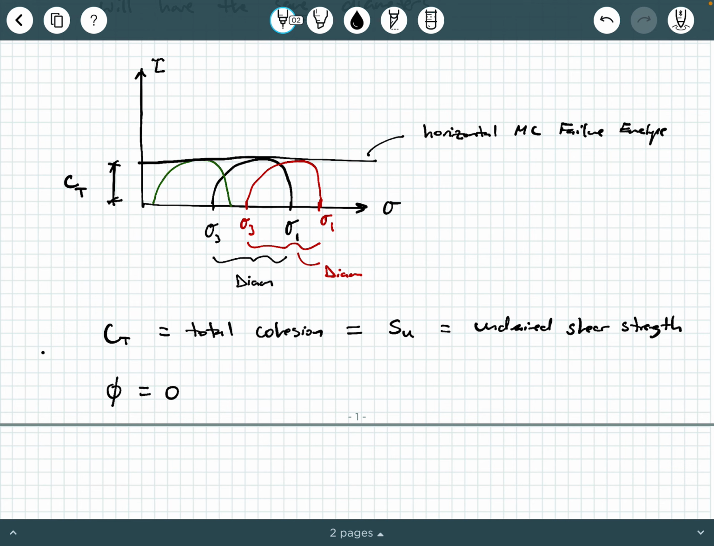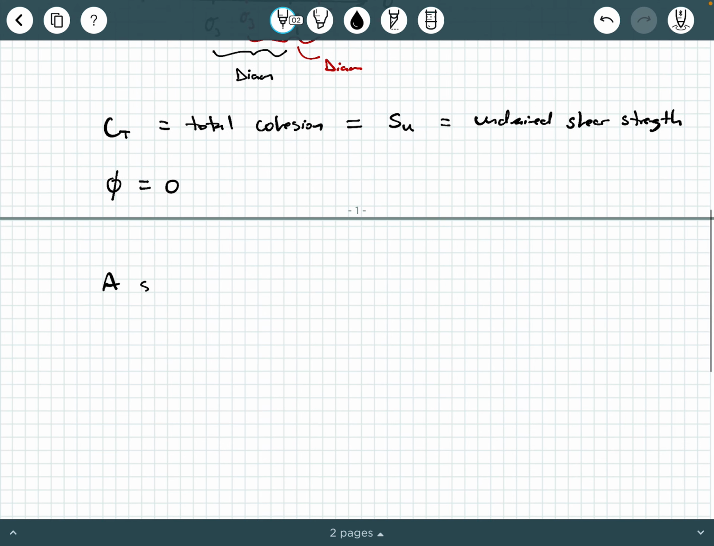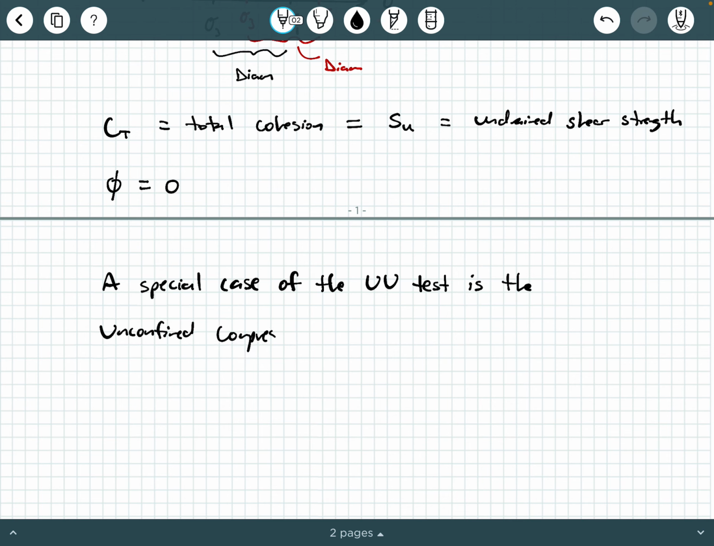Okay, so that's pretty much it for the UU test. Now, a special case of the UU test is called the unconfined compression, or UC test. In the UC test, sigma 3 is 0, okay?